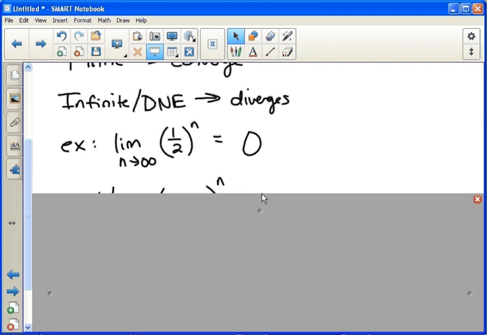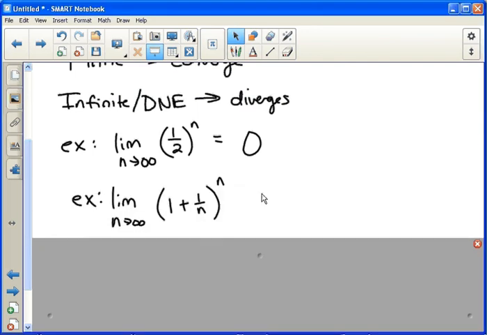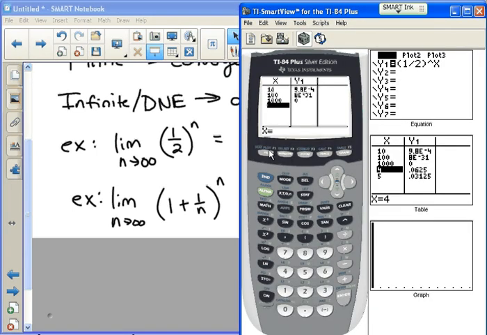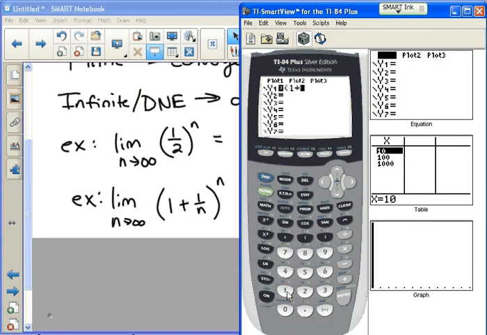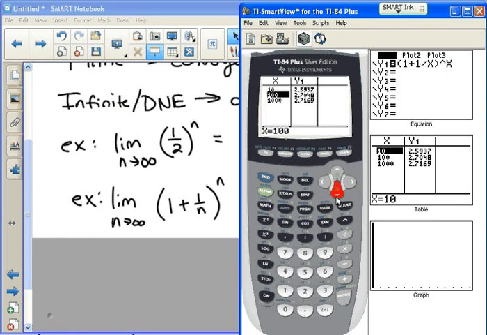So next example, we have the limit as n approaches infinity of 1 plus 1 over n raised to the n. So here in y equals, we do parentheses 1 plus 1 over n raised to the n, and we're going to infinity. I don't know if you recognize that number, but it's a very common number, believe it or not, and it's actually e. So we are approaching e.